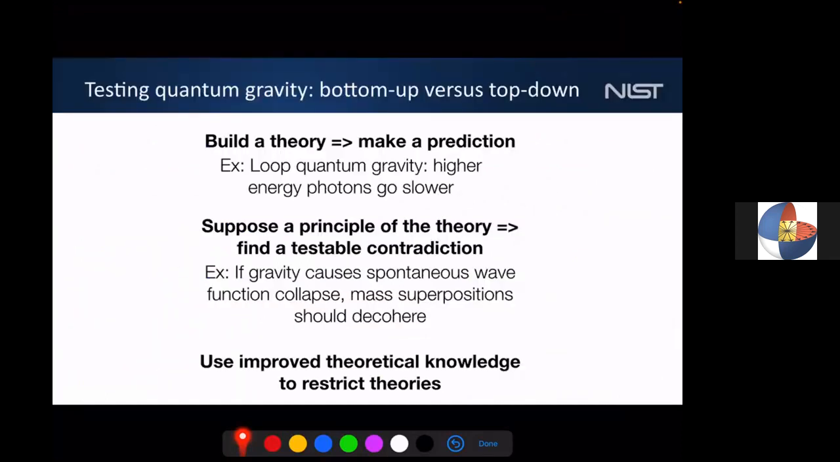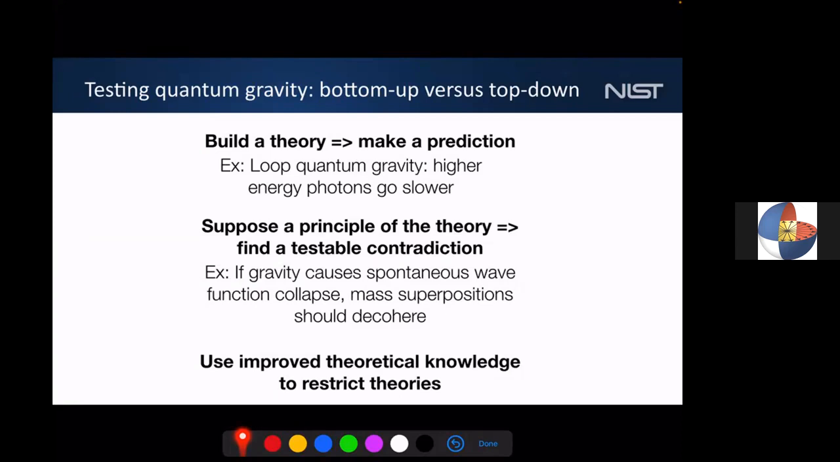So first of all, what do we mean by a test? When you talk about testing quantum gravity, I usually think about two different pathways. One pathway is a bottom-up pathway, and the other you might call a top-down pathway. I apologize, by the way, I'm in the office right now where we have a mask protocol. So if it's a little hard to hear me, please accept my apologies and don't hesitate to raise your hand to ask me to say it again.